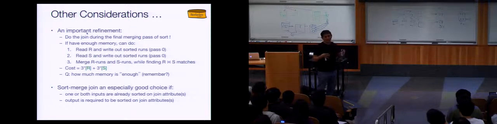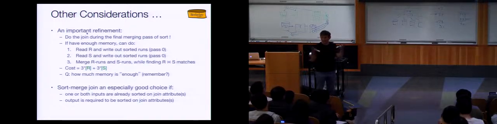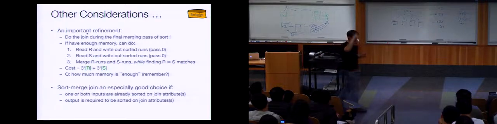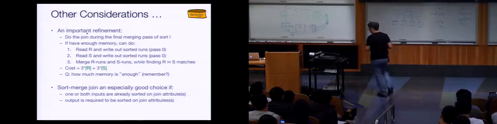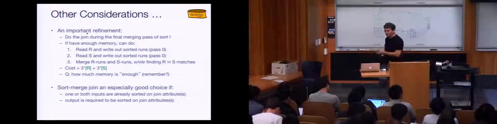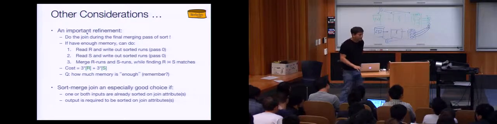If the output has to be sorted anyway, one of the side effects of the sort merge join is that its output stream is sorted. So maybe you can get the sort the next stage down for free. Okay, so these are the kinds of things that a query optimizer is going to try to think about. We'll learn about that later in the semester.